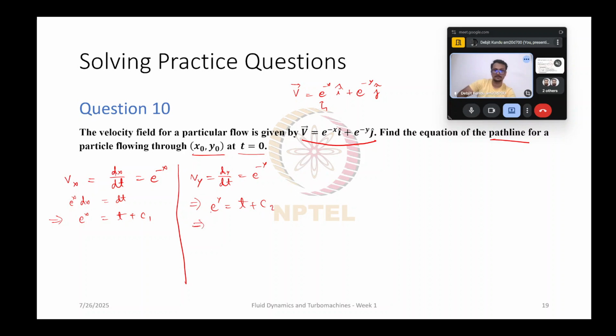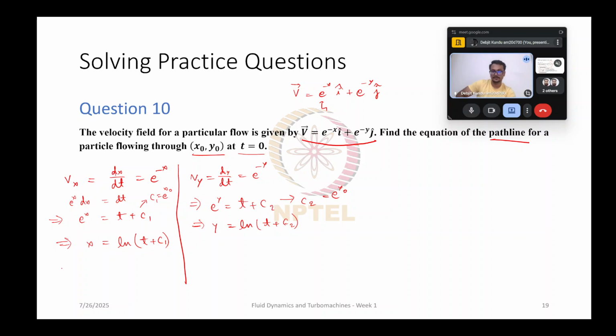And let's write y is equal to log of t plus c2, and x equal to log of t plus c1. Now, another piece of information is that at t equal to 0, it has passed through x naught, y naught. So if I put in t equal to 0 over here, my c1 would be e power x naught, and here my c2 would be e power y naught.